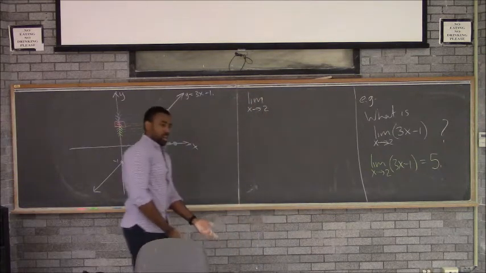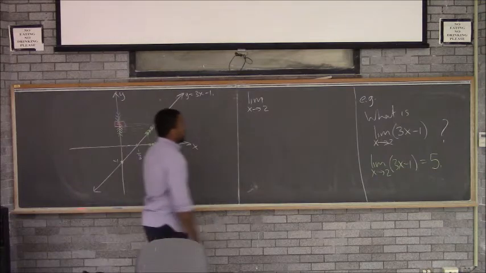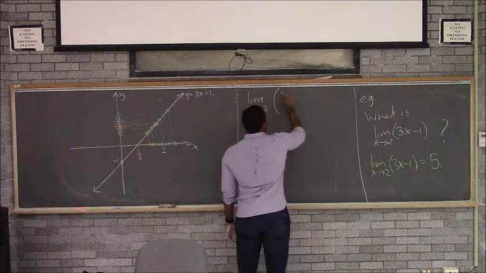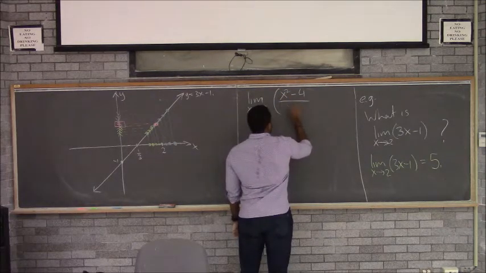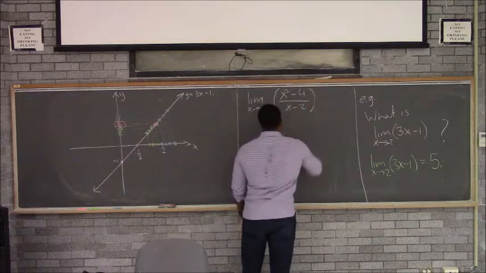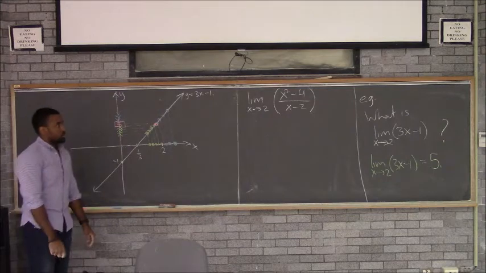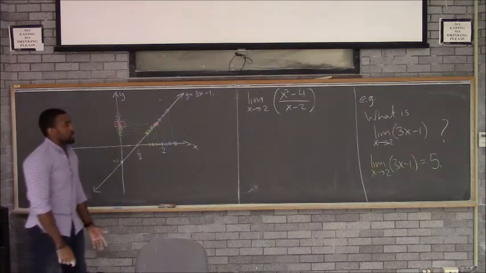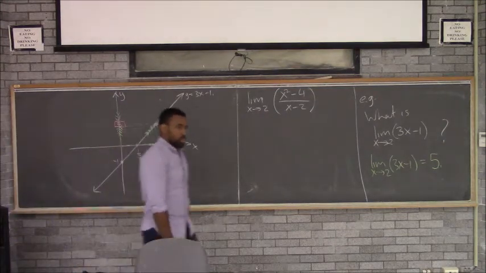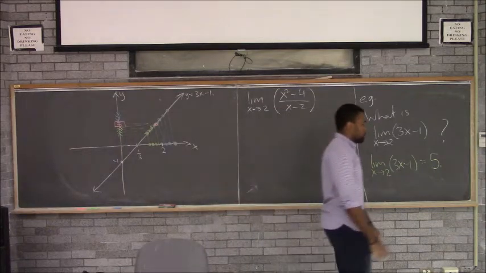Get close to 2 again. But this time, this is going to be my function. What is the limit as x approaches 2 of x squared minus 4 divided by x minus 2?